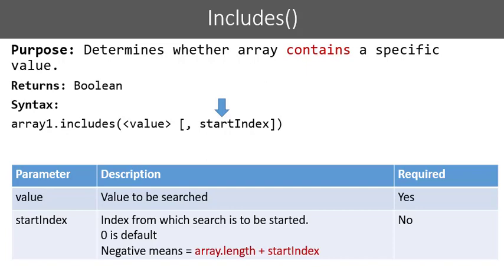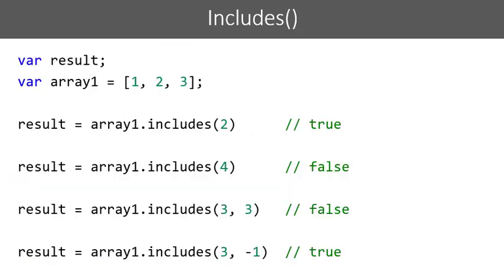You can also provide a negative value for the start index. In this case, it is taken as start index plus array length. Here are some examples. Array 1 is initialized with 3 values. These are 1, 2, 3. Here value 2 is passed to the includes method. It returns true because value 2 exists in array 1. Here value 4 is searched and it returns false because 4 does not exist in array 1.